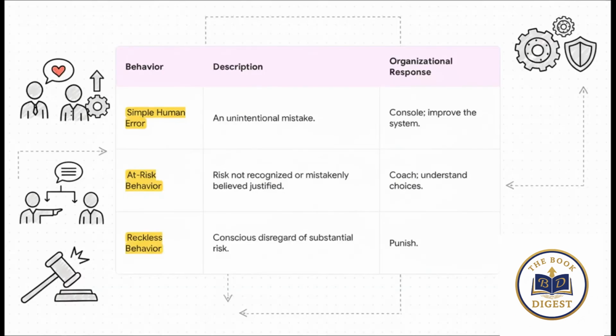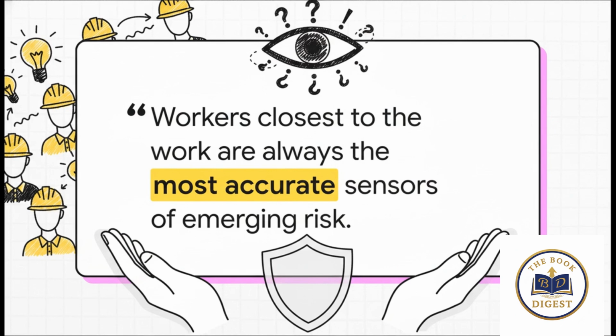This framework makes it very, very clear. For a simple human error, an honest mistake, you console the person and then you fix the system that set them up to fail. For at-risk behavior, say taking a shortcut, you coach them to understand that choice. But for reckless behavior, a conscious disregard for safety, that's when you punish. Three different behaviors, three different and appropriate responses. Now, for a just culture to even have a chance of working, you need one absolutely critical ingredient: psychological safety. Your frontline employees see risks that leaders just can't. They are your most valuable sensors. But they will only speak up and report those near misses if they feel it's safe to do so.